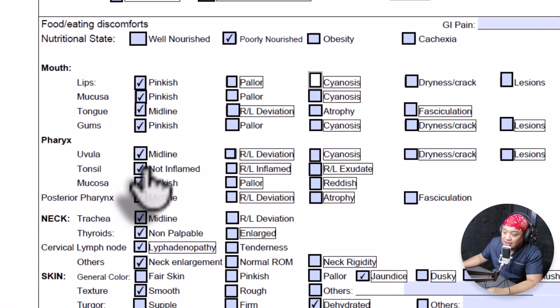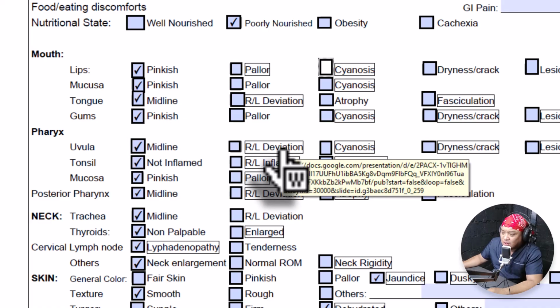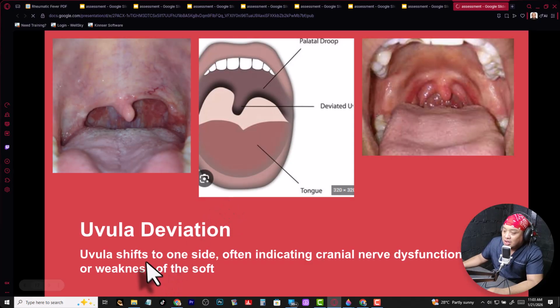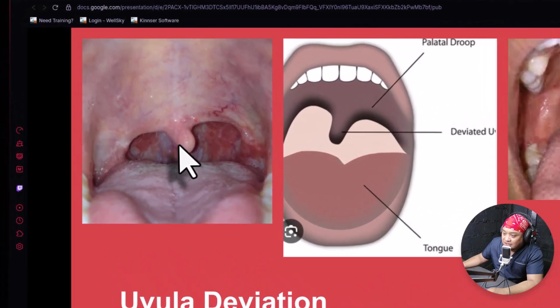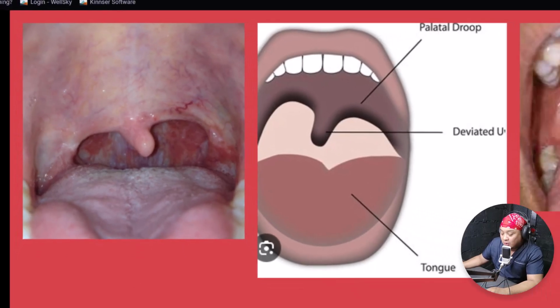It's going to be the pharynx. Midline is the normal. Then we have the right and left deviation. So let's talk about the pharynx. Let's click on that one to give us an idea also. Right and left deviation, for example, the uvula deviation here. Yeah, nakikita mo. Instead of being in the middle and straight, it's deviated. So the uvula shifts to one side, often indicating cranial nerve dysfunction or weakness.